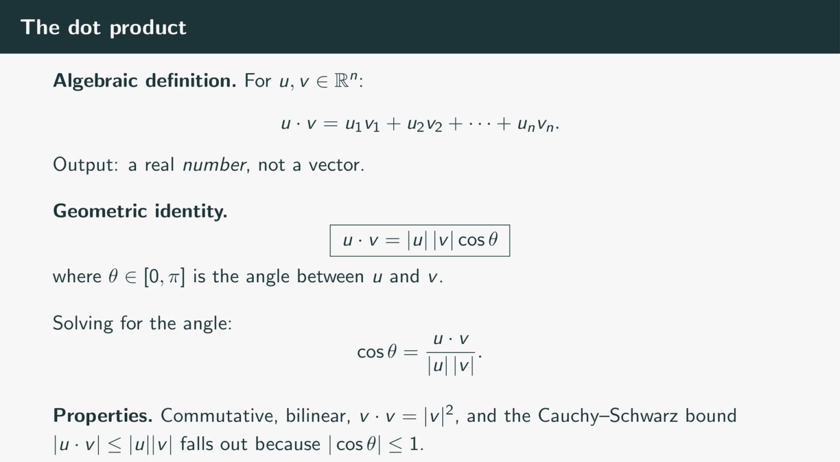One bonus inequality. Since the absolute value of cosine theta is less than or equal to 1, the identity u dot v equals the magnitude of u times the magnitude of v times cosine theta implies that the absolute value of u dot v is less than or equal to the magnitude of u times the magnitude of v. That's the Cauchy-Schwarz inequality, and it will return when we study limits and derivatives in n-dimensional space.